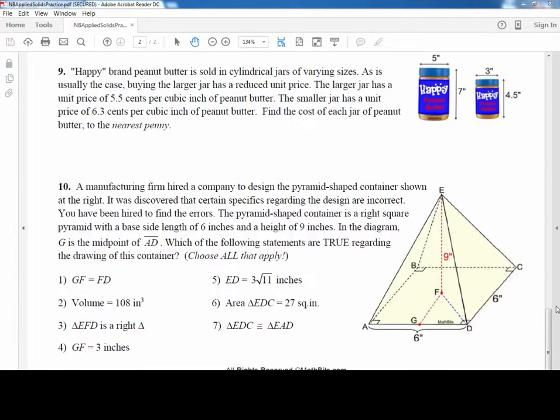Choose all that apply. The first one says GF, and I'm sure they meant to say segment GF is equal to segment FD. So where's GF? Here's GF. It's the red broken line, equal to FD. Is that true? No. Okay. Technically, FD would become a hypotenuse there. This would be a right angle. That would be a hypotenuse, so this is not true.